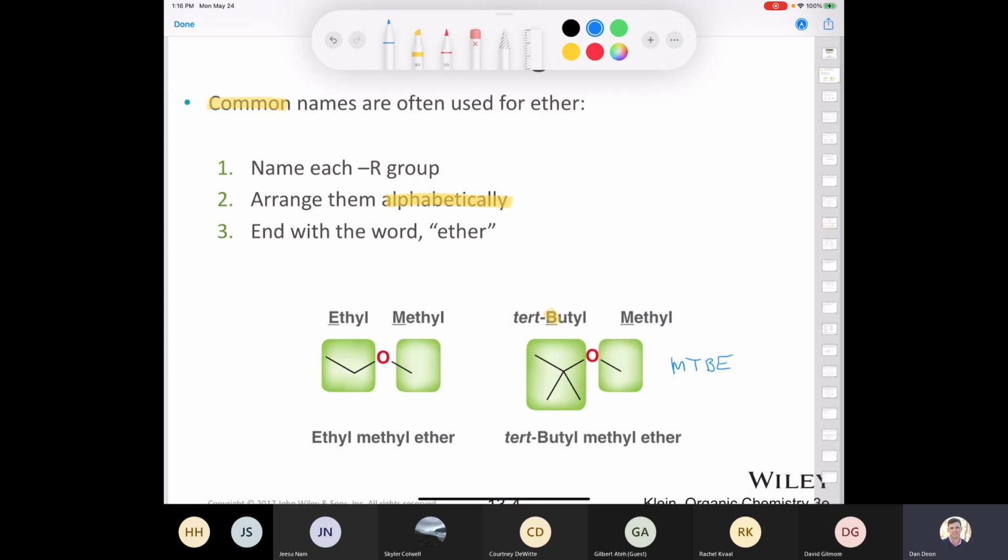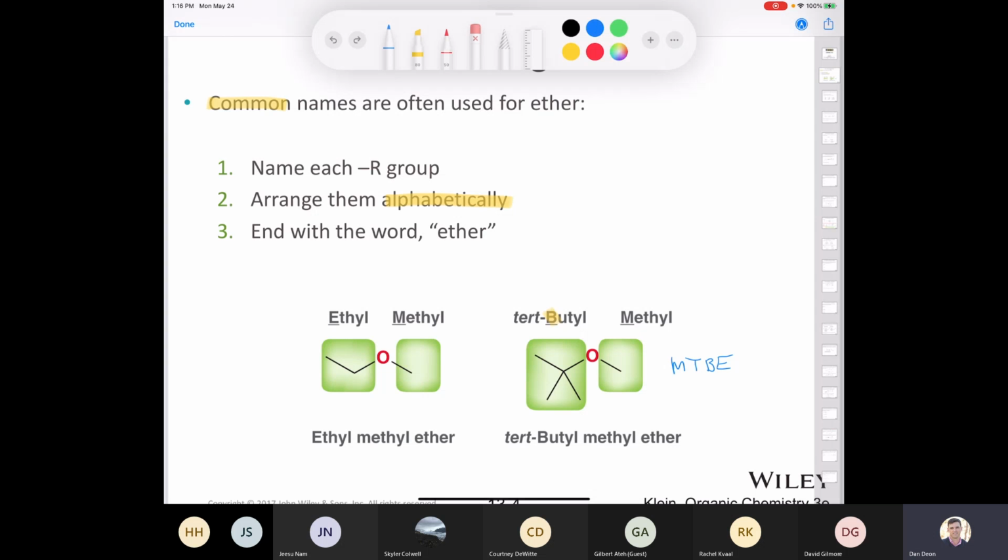MTBE. So even though the name is tert-butyl methyl ether, it should be TBME, but that would just be too easy. We don't call it that. We call it MTBE, which is methyl tert-butyl ether, which again isn't the correct name. So the book even tells you that. It says the acronym is incorrect, or it follows the incorrect name.